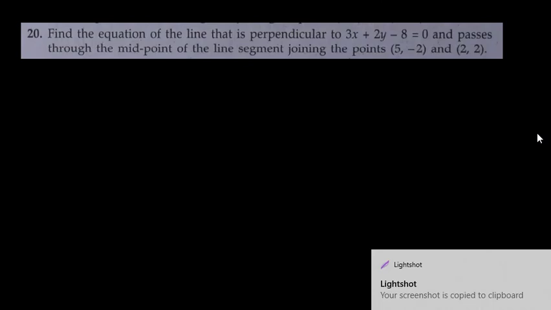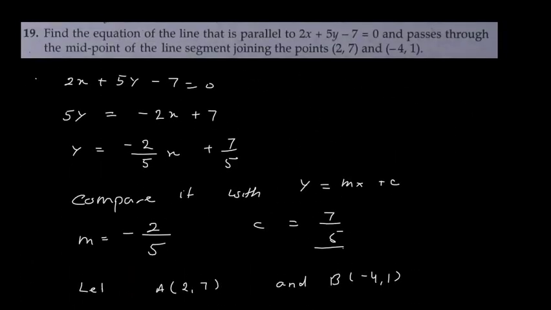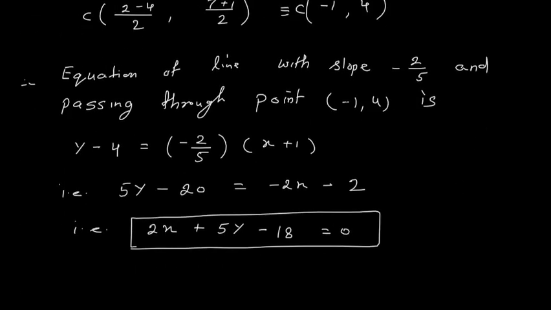Now let us solve one more question. Now here the question is, find the equation of line that is perpendicular to 3x plus 2y minus 8 equal to 0 and passing through the midpoint of line segment joining 5, minus 2 and 2, 2. Let us see what the 19th question was: find the equation of line that is parallel. So there the line is parallel, so as the line is parallel, the slope remains the same. In this problem, as the lines are perpendicular, the product of slopes is going to be minus 1. So accordingly you can find out the slope of the required line and hence you can find the equation of line, as it is passing through the midpoint of these 2 points.